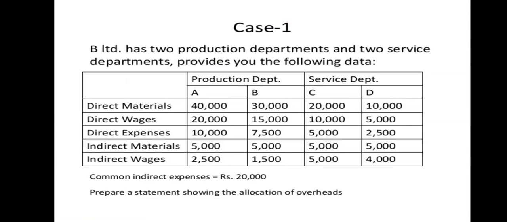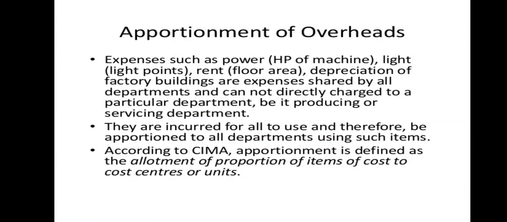Now what additional information have they given? Common direct expenses are 20,000, apart from the above data. So prepare a statement showing the allocation of overheads. What did the question ask of us? We need to prepare a statement which shows allocation of overheads for each department.